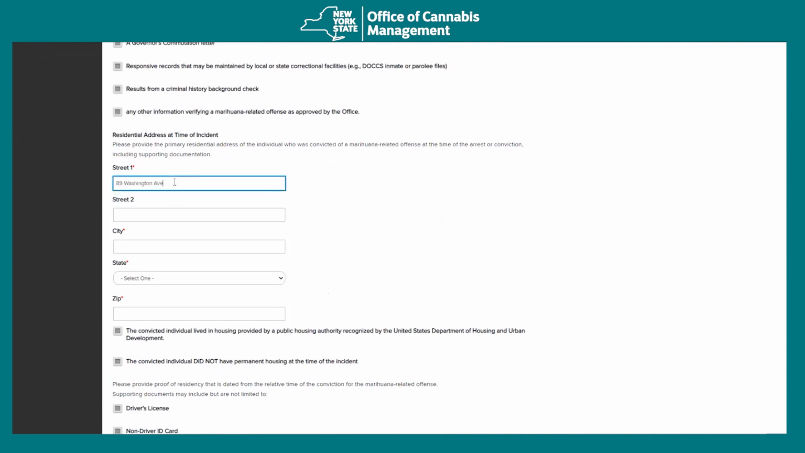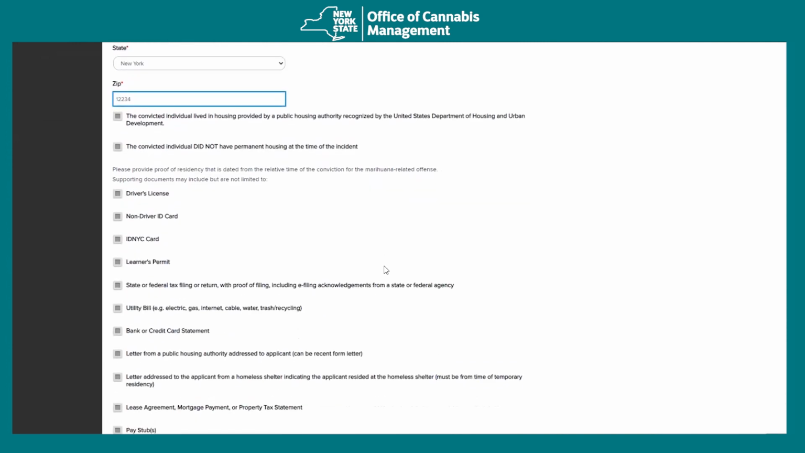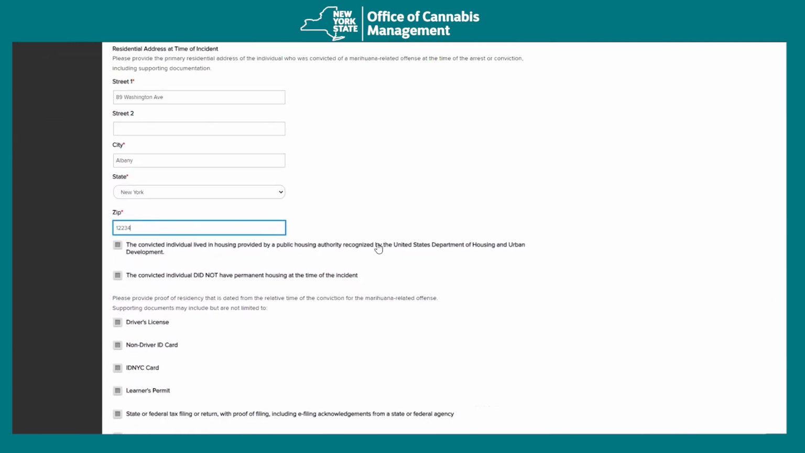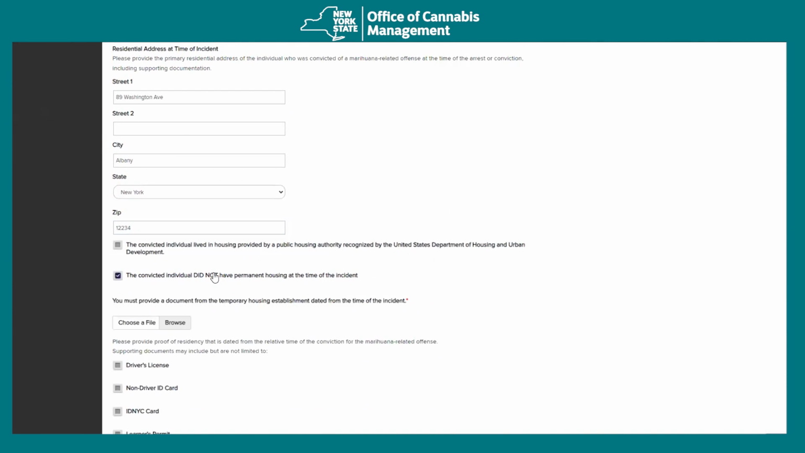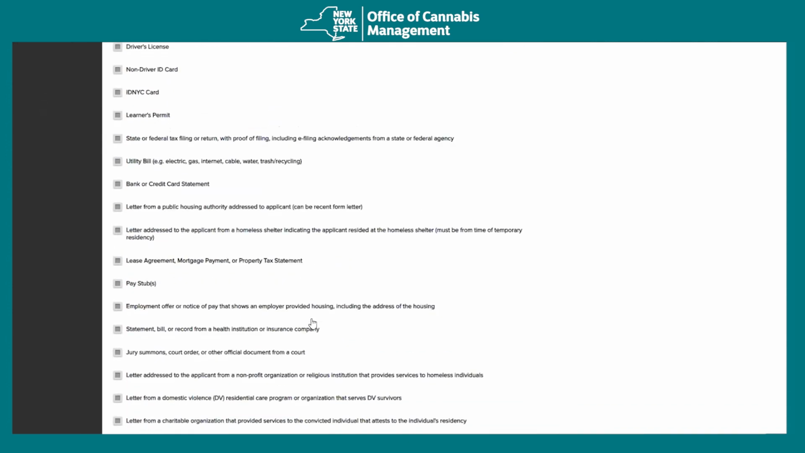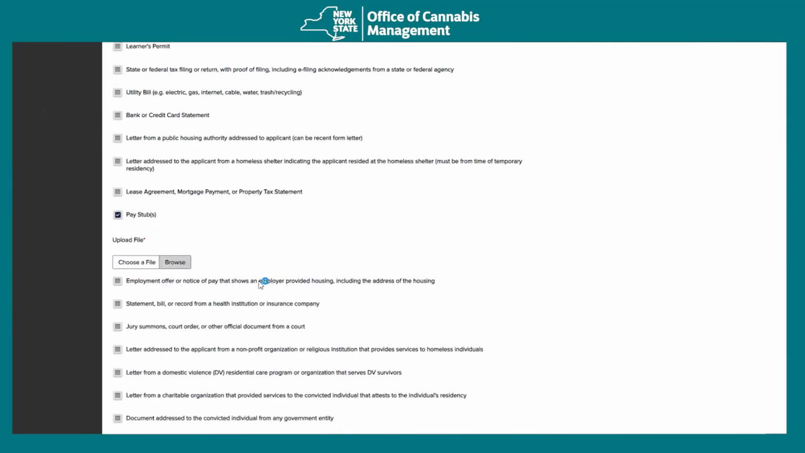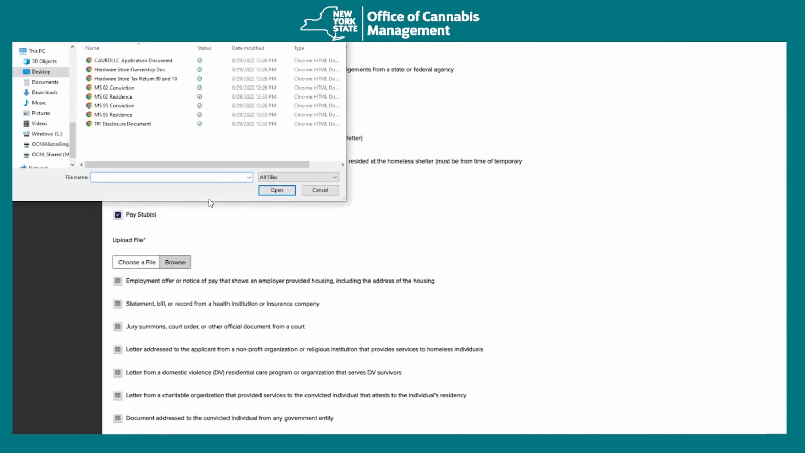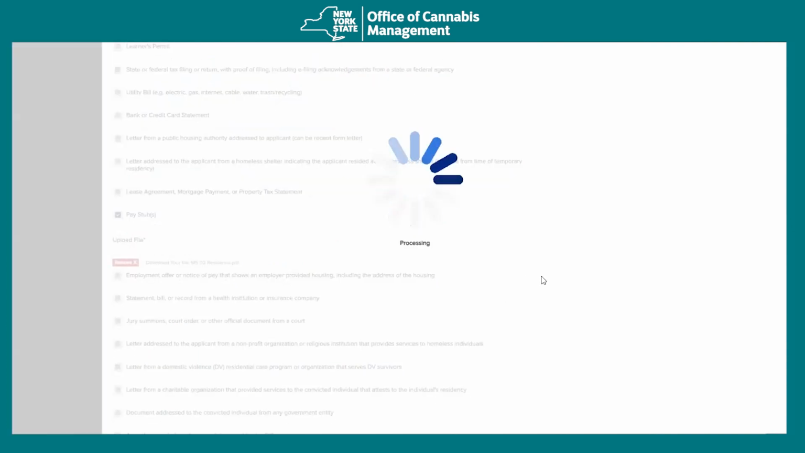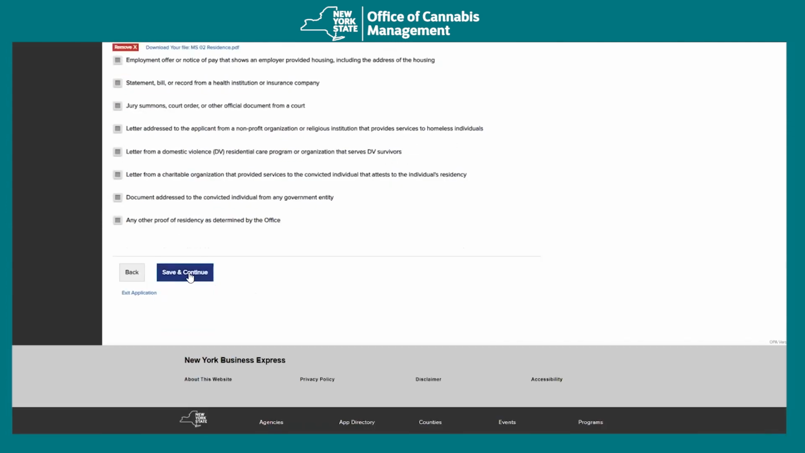Again, I have to provide the address where Mark was living at the time of the incident. If Mark was living in public housing or did not have permanent housing at the time of the incident, I could select one of these checkboxes and provide proof as well. For the 2002 conviction, I have a pay stub that shows that Mark was living at this address within 6 months. I will upload that here.